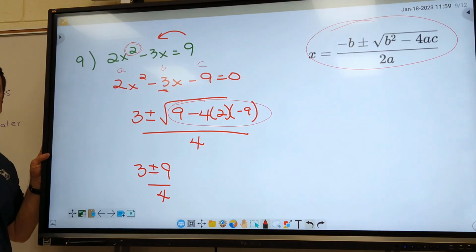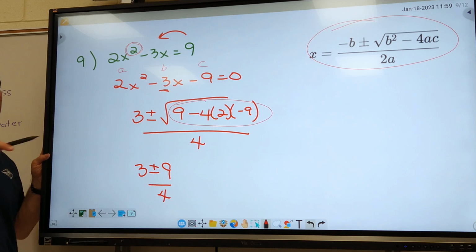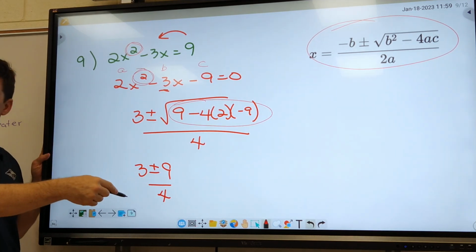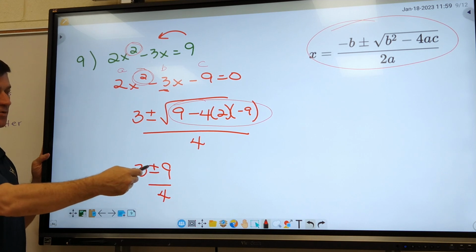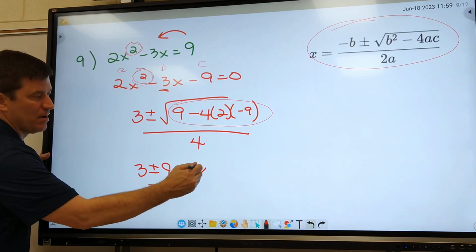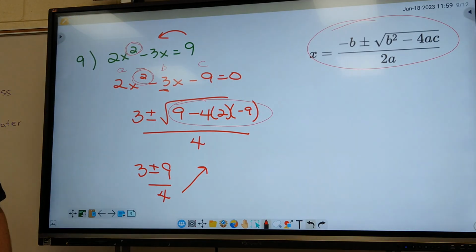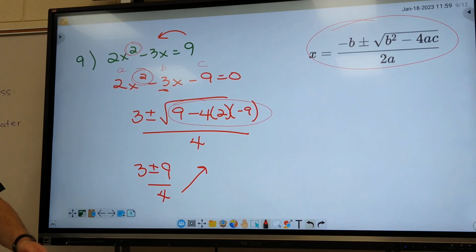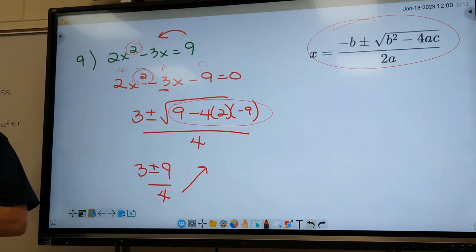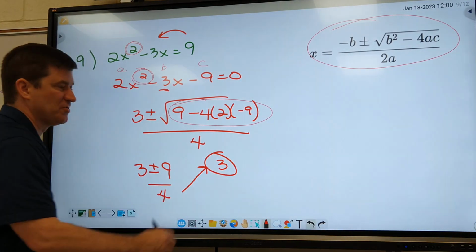Okay, so how many answers are we going to find again on this? 2. How do I find both answers using this? Okay, good. You got a plus and a minus, right? So the first time, let's plug it in the calculator. Let's use the plus. I got 3 plus 9 on top, 4 on the bottom. 3 plus 9 over 4 is, I got 3. First answer is 3.